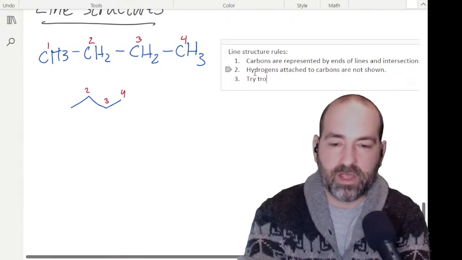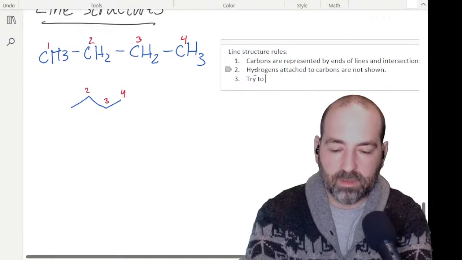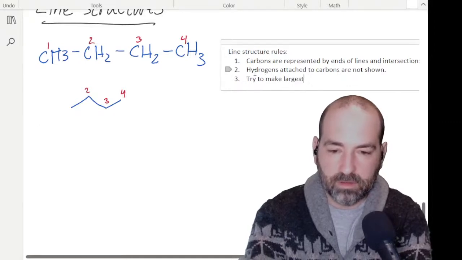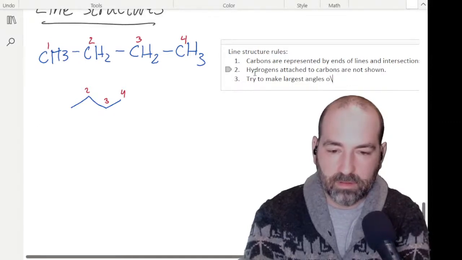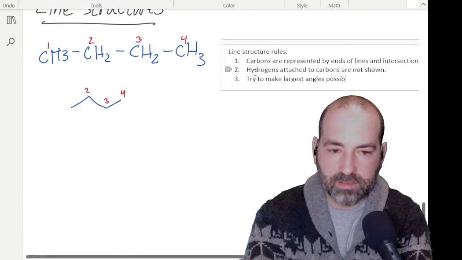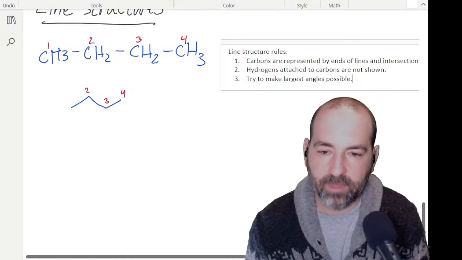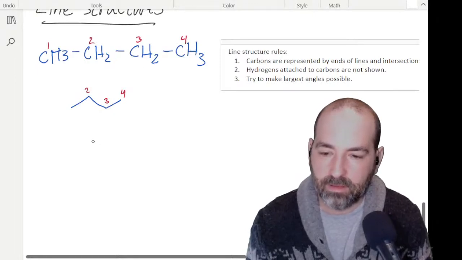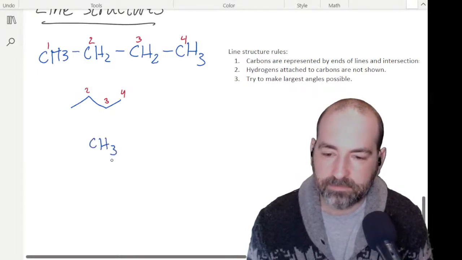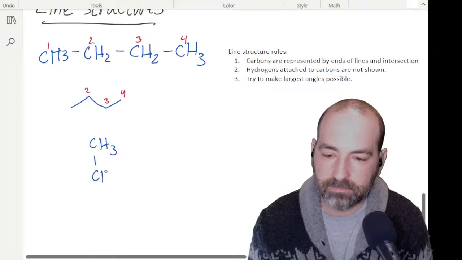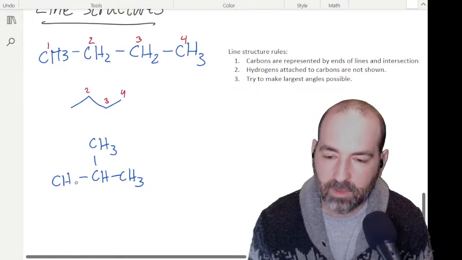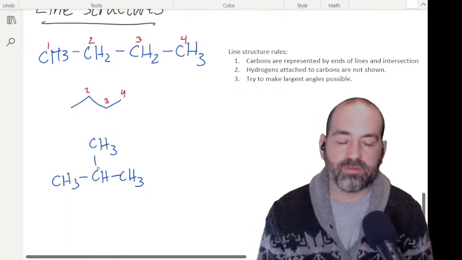I'll also say try to make the largest angles possible. And what I mean by that is, let's take a look at our other structure, this one, and think about how we would draw a line structure for that.